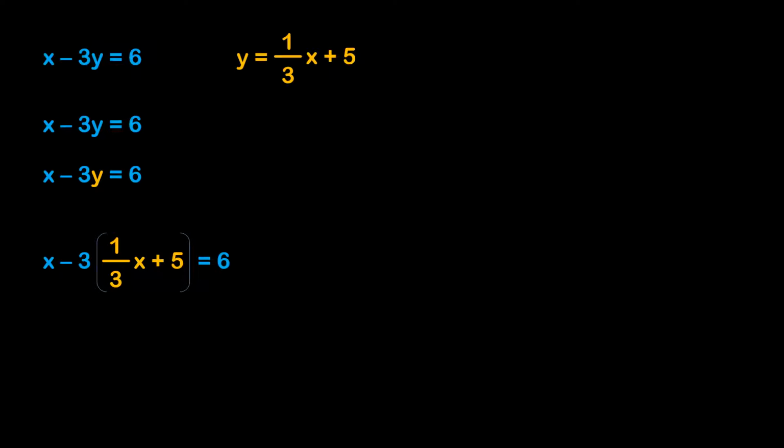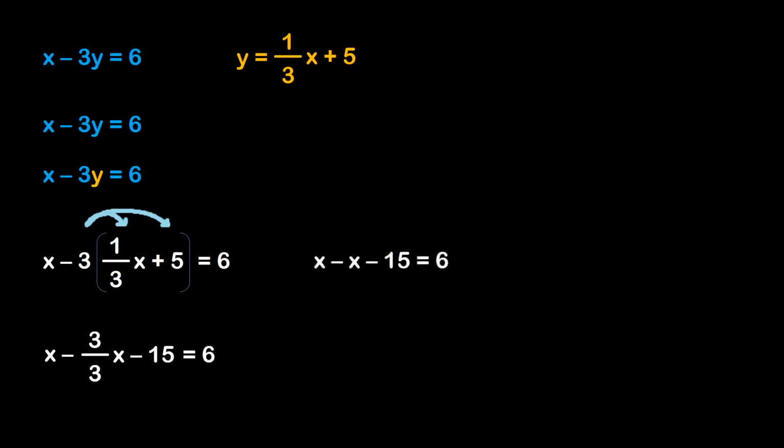Okay, so if we distribute the negative 3 to both terms in the brackets, we'll have negative 3 over 3x minus 15. So we'll have x minus 3 over 3x minus 15 is equal to 6. Right, because negative 3 times 1 over 3x is negative 3 over 3x, and negative 3 times 5 is negative 15. Now notice that 3 divided by 3 is 1, so the 3 over 3x becomes x. I'll have x minus 15 is equal to 6, and therefore I'll have negative 15 is equal to 6.